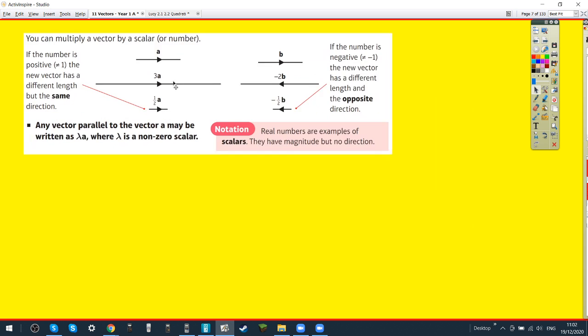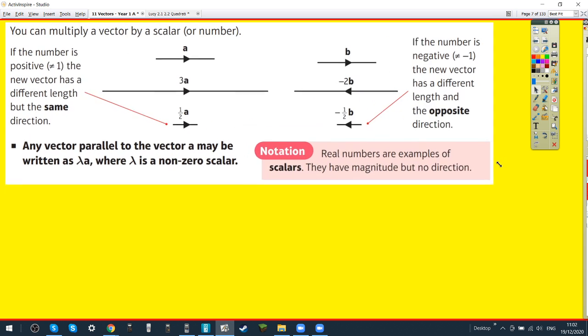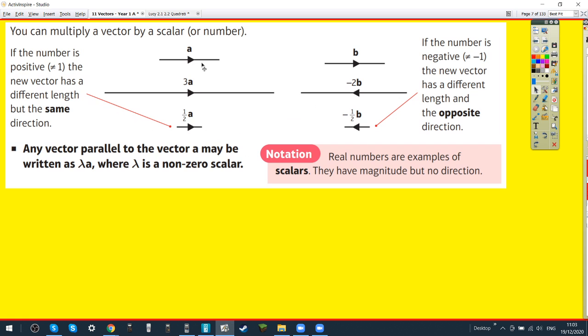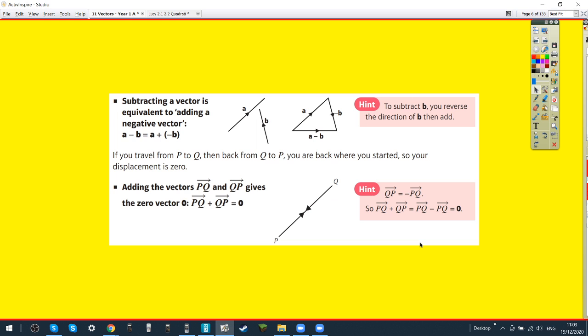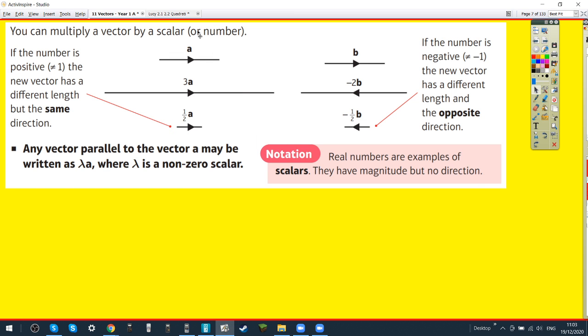So they'll break it down to algebra. Instead of saying 6 right and 2 up, or 3 right and 2 down, they'll just call it A or B or C. So A might be 4 to the right. 3A would be 12 to the right. Half A would be 1.5 to the right. Minus 2B would be twice as long in the opposite direction.